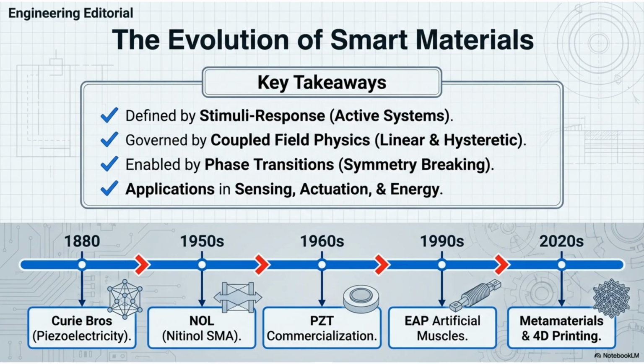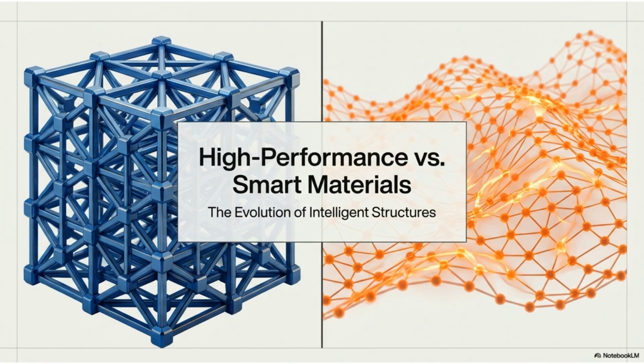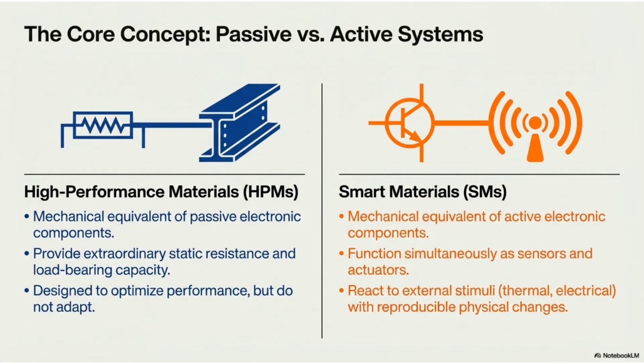The evolution of smart materials is defined by a stimuli-response capability governed by coupled field physics and phase transitions, with applications in sensing, actuation, and energy. We now explore the evolution of intelligent structures by comparing high-performance materials versus smart materials. High-performance materials are passive, designed for static resistance and load capacity, and do not adapt. Smart materials are active systems that function as sensors and actuators, reacting to external stimuli with reproducible physical changes.